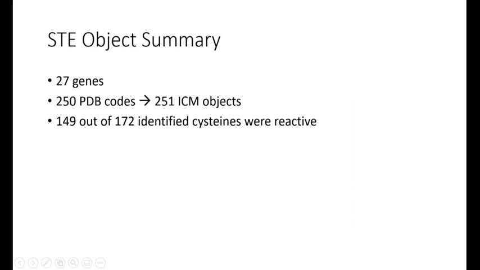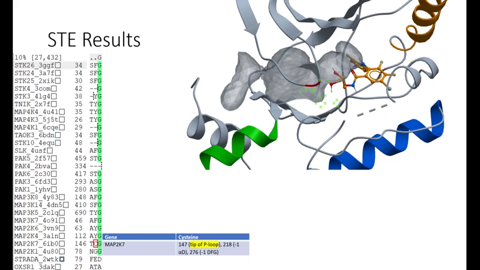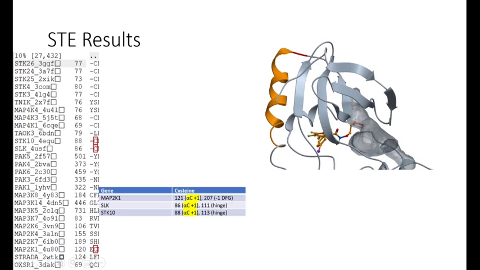The STE group contains 27 genes. 250 of the 251 associated PDB codes were converted into ICM objects. 149 of the 172 identified cysteine residues were predicted to be reactive. There is one gene with a non-conserved cysteine at the tip of the P-loop.